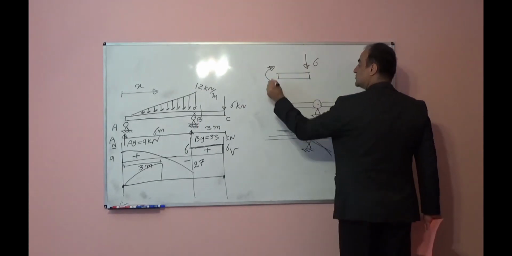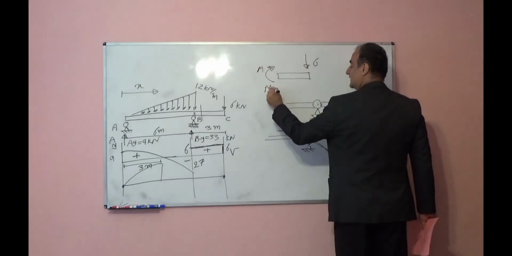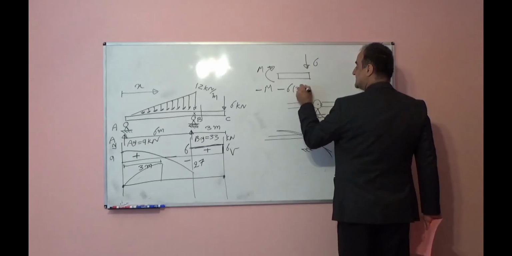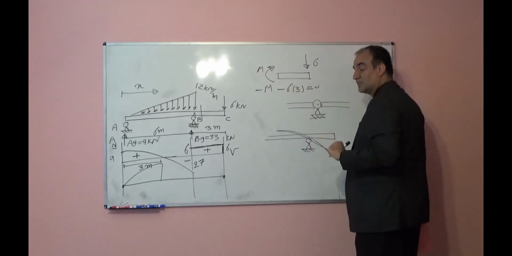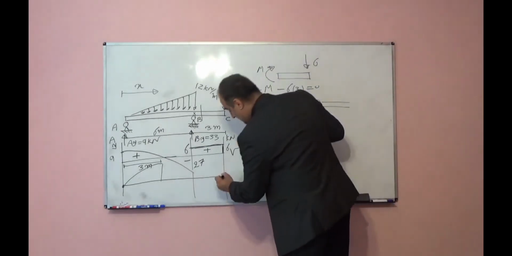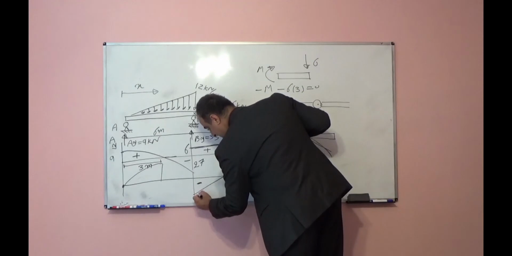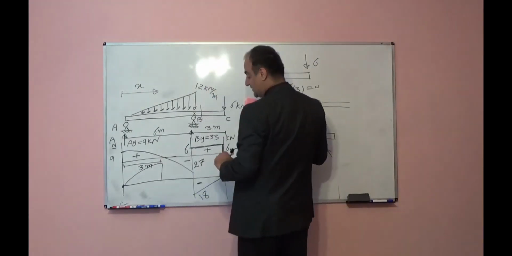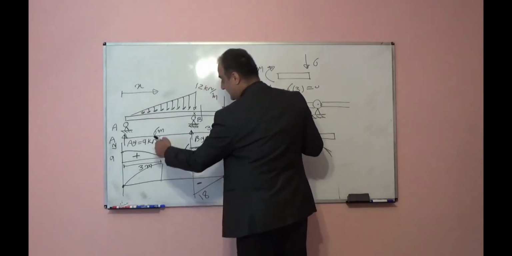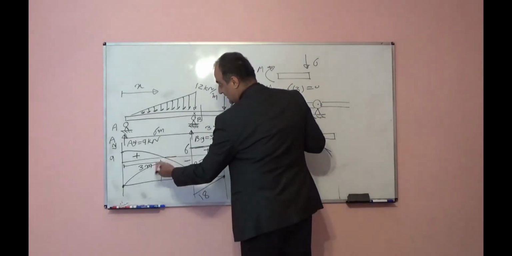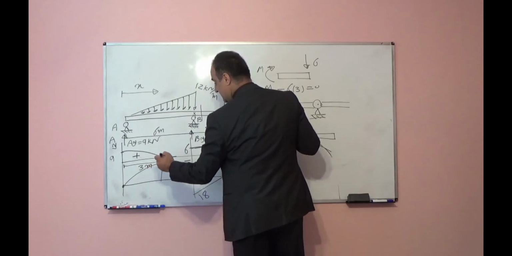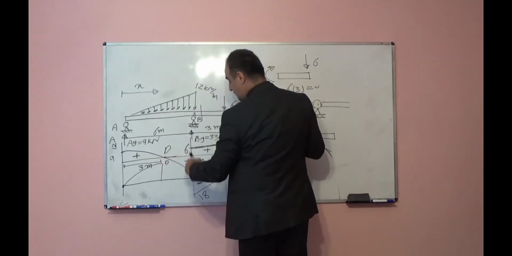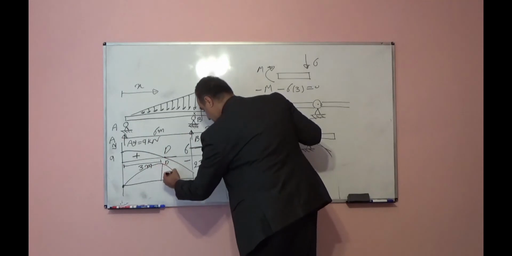Even if you cut it, show free body diagram, positive bending moment direction is this direction, this is 6. So negative M minus 6 times 3 is equal to 0. So you will find negative 18. So bending moment here it is negative 18. At shear equal to 0 it is maximum, and from this point, if I name it point D, from point D to point B it should be cubic shape.